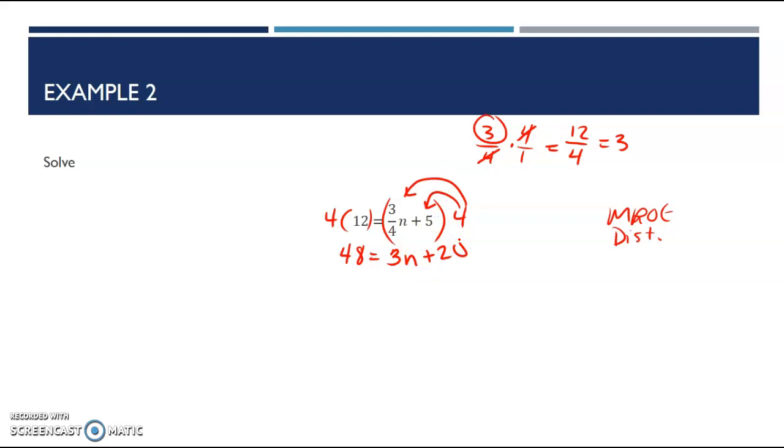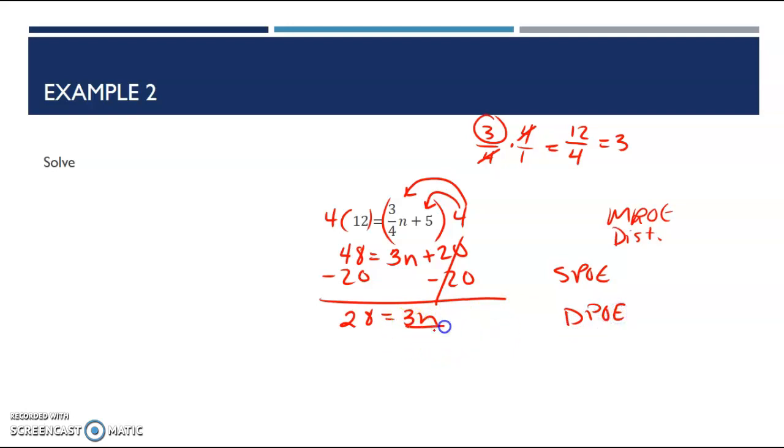So from here, it's just a two-step equation with all whole numbers. So I'm going to subtract 20 from both sides. So that's an SPOE, subtraction property of equality. So I'm left with 28 equals 3n. And then I'm going to do a DPOE.